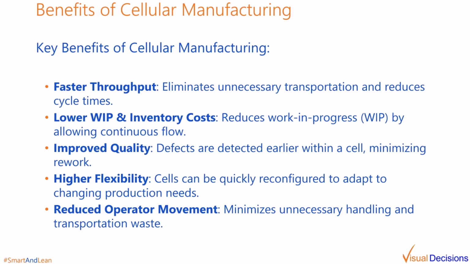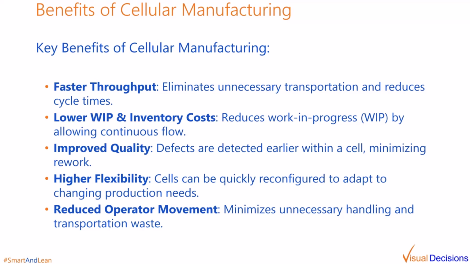Another key benefit is higher flexibility, as cell layouts allow for rapid adjustments to meet shifting production demands. Unlike traditional functional setups, where changes in product mix often require significant workflow modifications, cells can be reconfigured to accommodate new products or varying batch sizes. Cellular manufacturing also enhances operator efficiency as workers remain within a compact, well organized workplace rather than constantly moving between different stations. This results in less wasted motion, better ergonomics, and increased productivity.